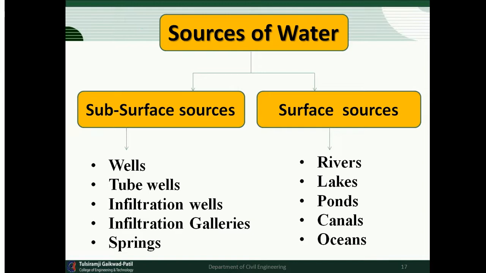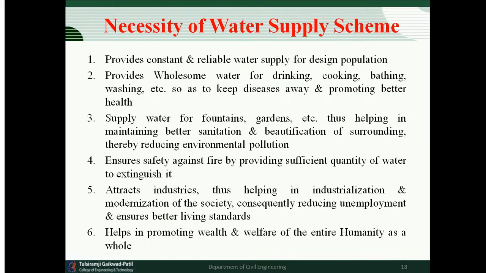Now coming on to the sources of water, there are two sources available for human consumption. One is surface sources and second one is subsurface sources. Surface sources include rivers, lakes, ponds, canals and oceans, while subsurface sources are underground sources of water. These include wells, tube wells, infiltration galleries and springs. We will study all these surface and subsurface sources in detail in forthcoming video lectures.